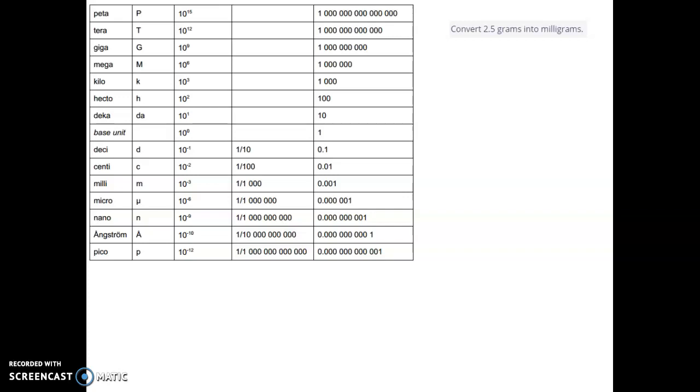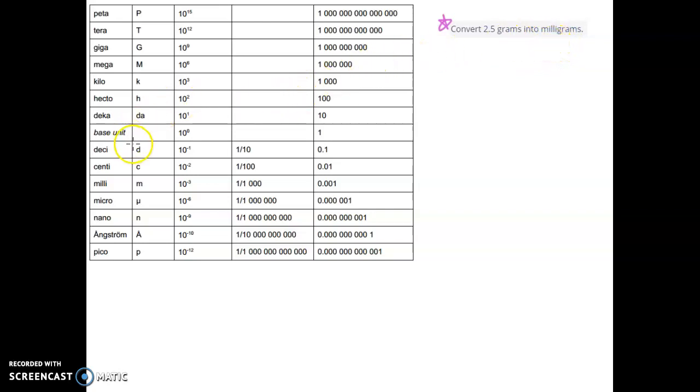Okay, for this question, let me start the question. Convert 2.5 grams into milligrams. I'm going to go into a little bit of background first, into just some of the prefixes that can go before our units.